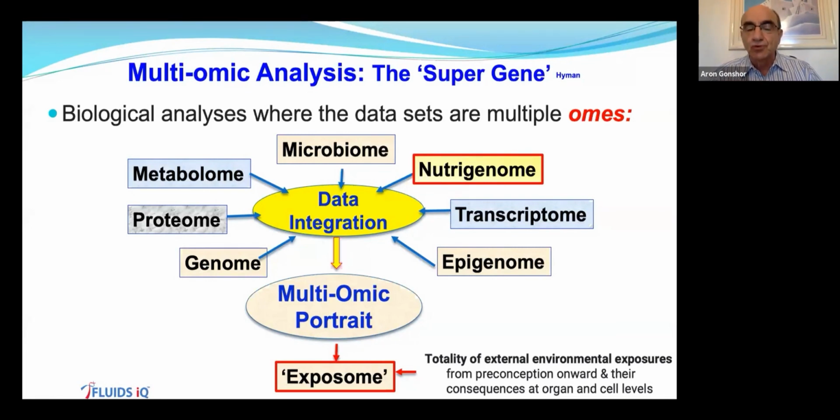So the future is multi-omic analysis. Microbiome, metabolome, nutrigenome, I'm going to say them all, transcriptome, the epigenome, the genome, the proteome, which together allow us to integrate the data that gives us the multi-omic portrait. And that leads to the exposome, which is the totality of all of these external environmental exposures. And that's giving us the ability to know what happens at both the cell and the organ level. And that's what Reed discusses, to know what is the underlying root, to take us right back to what you discussed right in the beginning.